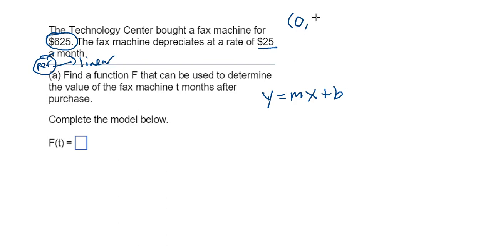So at time 0, the time it was purchased, the value of the fax machine is what you paid for it, which is $625. And then it depreciates by a rate of $25 per month after that. So after 1 month, it loses $25, so now it's only worth $600. After 2 months, it loses another $25 in value, so now it's worth $575, and so on and so forth.